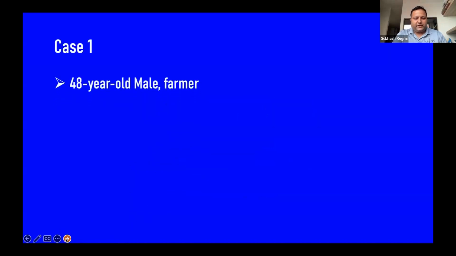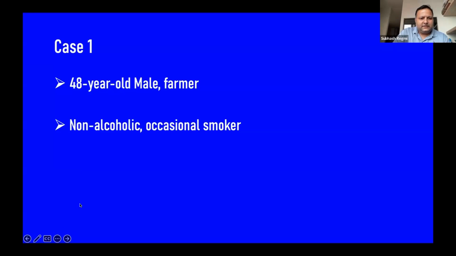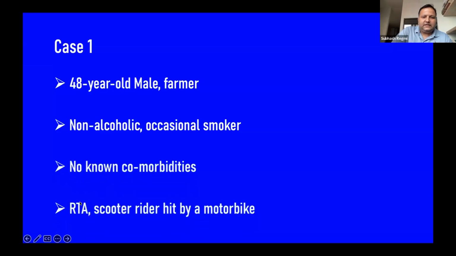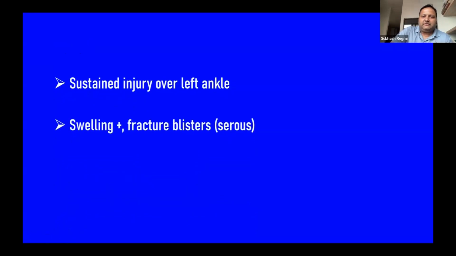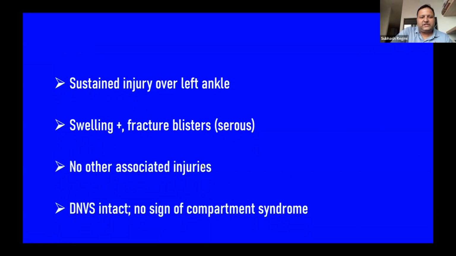So it was a 48-year-old gentleman who presented following a road traffic accident and sustained injury over the left limb. He was a non-alcoholic, occasional smoker, and he has no known comorbidities. There was swelling present, and fracture blisters, which were serous. There were no other associated injuries. Distal neurovascular system was intact and there was no sign of compartment syndrome.